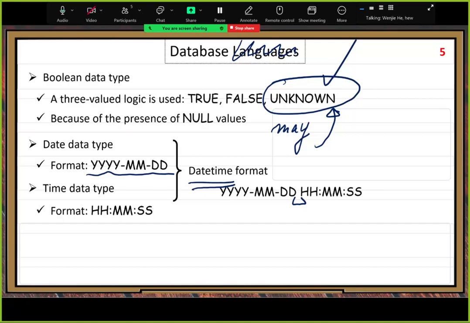But one little thing I may like you know. So this is the standard format. But, so here we say the standard is like this. But the DBMS allows you, when you enter the date information, it allows some small variation.